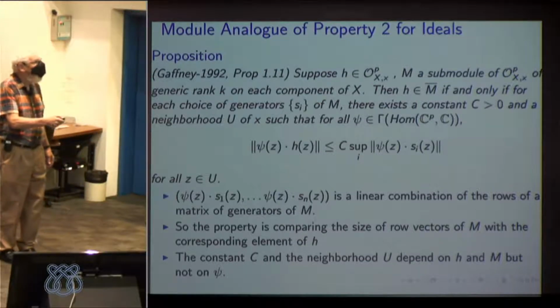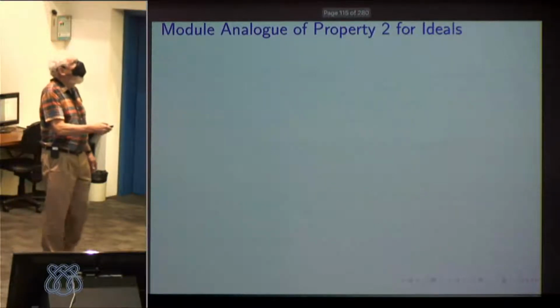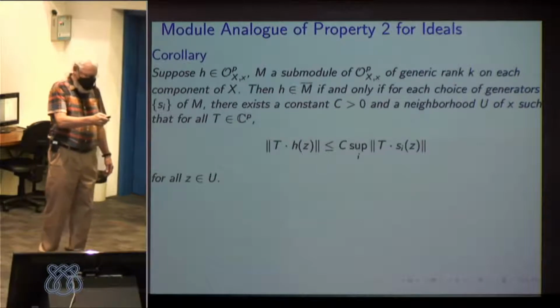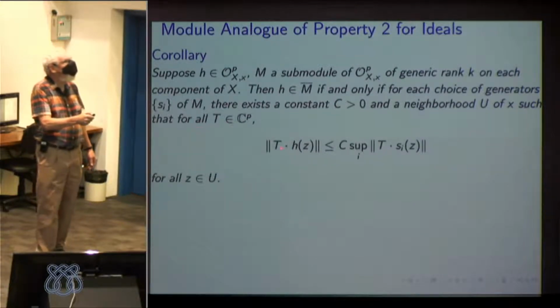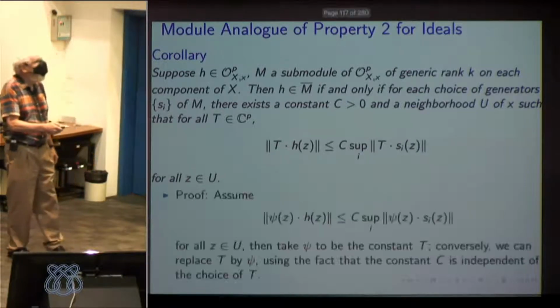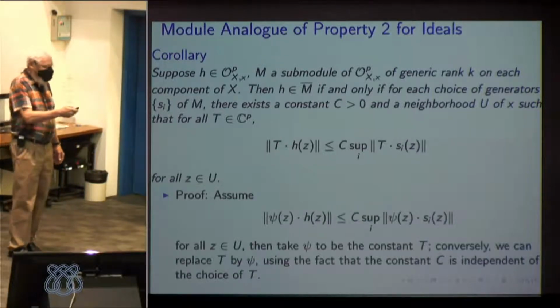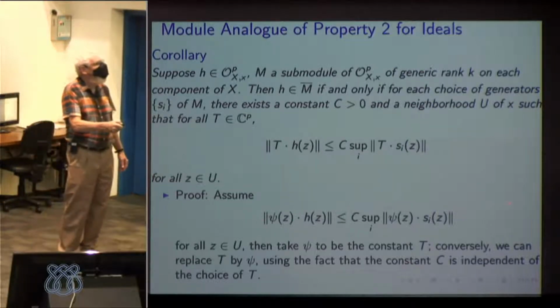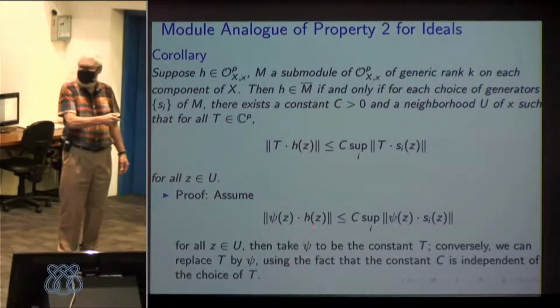Important point, C and U depend on H and M, but they don't depend on psi. They're independent of psi. Now this means, since they're independent of psi, and it holds on a single neighborhood for all psi, we can replace psi with just a constant vector, and we will get the same result. This takes a little bit of thought, but it's not too bad. So if we start here, then we can replace psi by t, and we have a statement that must be true. This is the case where psi is just constant.